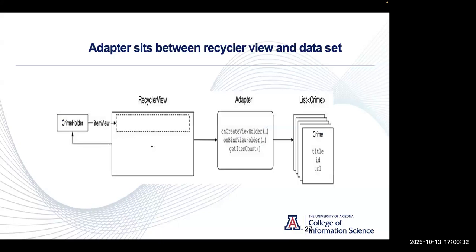Okay. So the adapter sits between the recycler and the data, as I mentioned. So we have the crime holder here. This is the RecyclerView, right? And the crime holder goes ahead and creates a new item view each time. And the adapter sits again between the RecyclerView and the data, and so it goes through the list of the crimes, one crime at a time, when we press on this RecyclerView item.